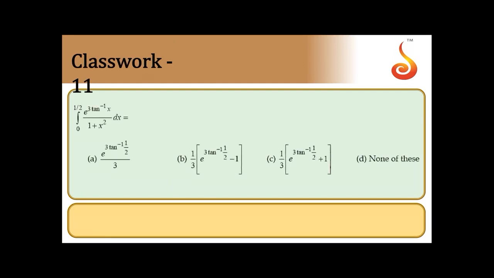Next one, integral 0 to half e power 3 tan inverse x by 1 plus x square. It is integral 0 to half e power 3 tan inverse x by 1 plus x square into dx. Why don't you take tan inverse x is t? This whole thing will become dt. e power 3t dt.